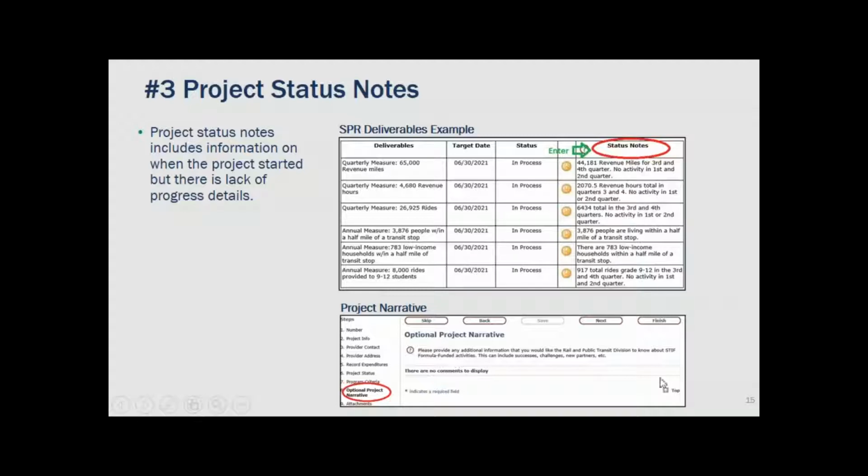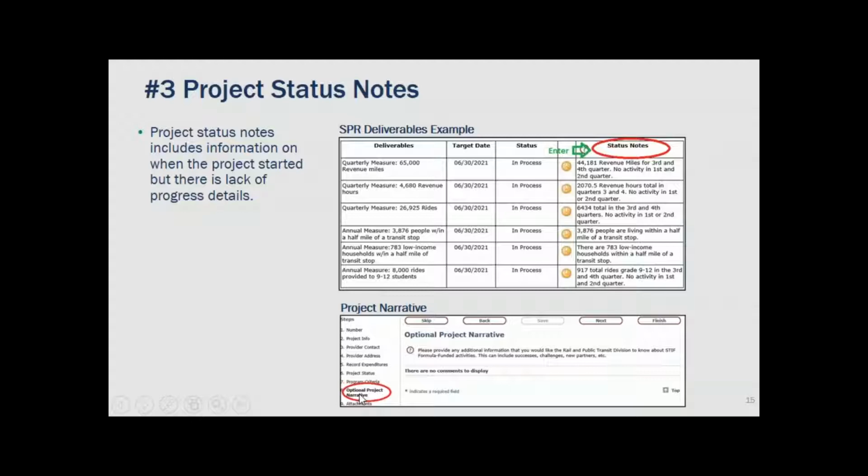This is a good example of information in the status notes, which is what we were looking for, just more details. Here we didn't need the annual measures, but I'm just going to overlook that. For the quarterly information, there was more information about the revenue miles, what quarter it applied to, if there was no activity. So as David mentioned earlier in his demonstration, we would like these status notes to have more details, more information. And you can also use your project narrative field as well, which is that step 8 here.